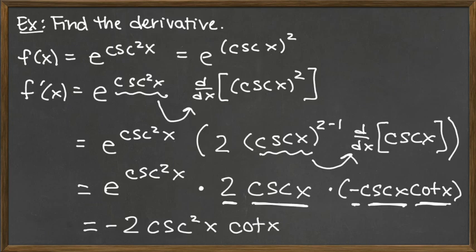Cotangent of x. And then I usually tack on the exponential at the end, just because it makes it clearer what's in the exponent when we're writing. So e to the cosecant squared x to finish off the derivative.